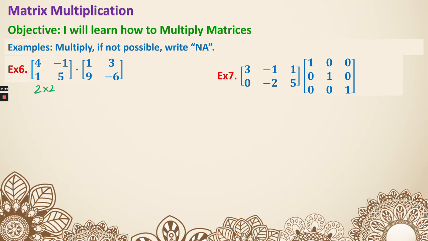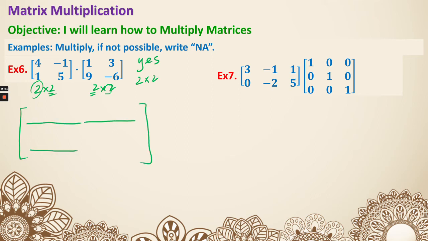Example 6. 2 by 2. 2 by 2. I'm going to start going a bit faster. The inner numbers are the same, so yes, and the resultant is going to be a 2 by 2. So here is my matrix, 2 spaces, 2 spaces.